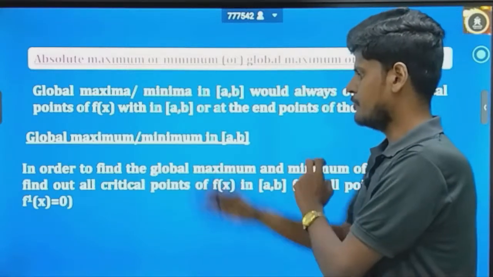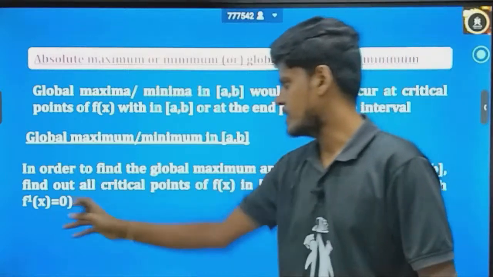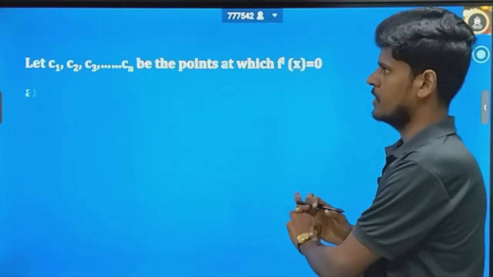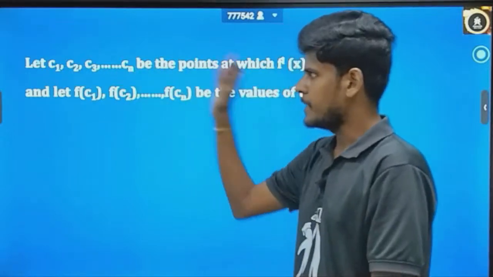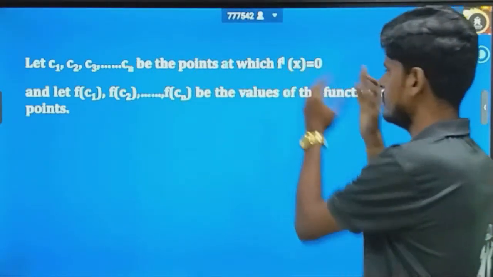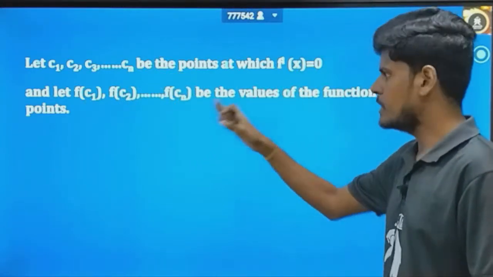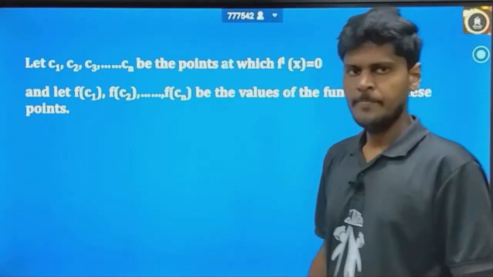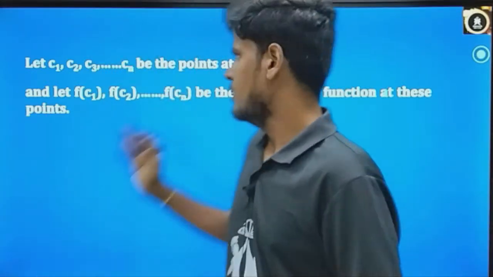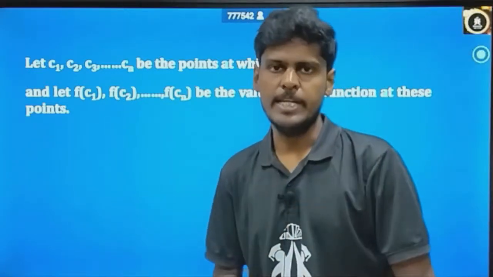For finding global maximum or minimum, the first step is to identify the critical points. That is when f dash of x equal to 0 or does not exist. Let these be critical points, C1, C2, C3. Let there be n critical points in the interval a to b. Then f of C1, f of C2, f of Cn will be the critical point values, and these values may or may not be maximum or minimum values. But at these values, the function exhibits maximum or minimum nature.